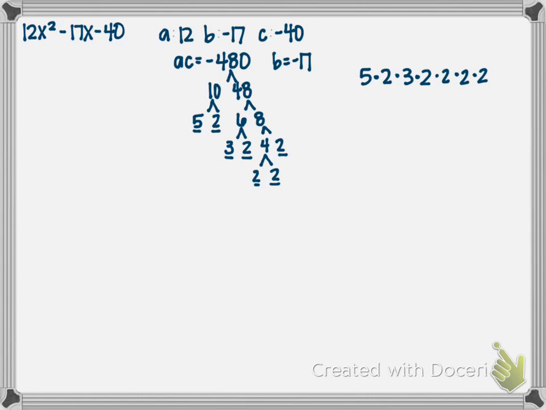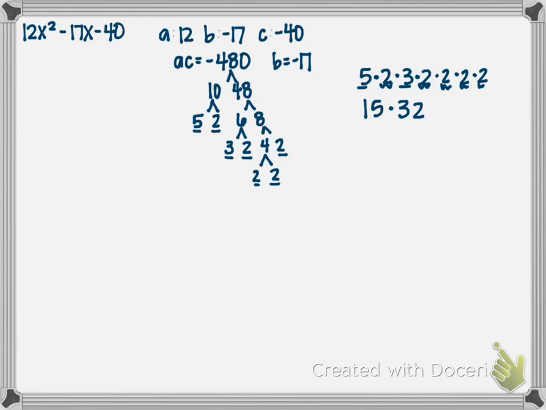So maybe I'm going to try 5 and 3. That's going to give me 15. And then I still have the 2, the 2, the 2, the 2, the 2. So I'm going to multiply all of those together. 2 times 2 is 4, times 2 is 8, times 2 is 16, times 2 is 32. So I know that 15 and 32 are a pair.